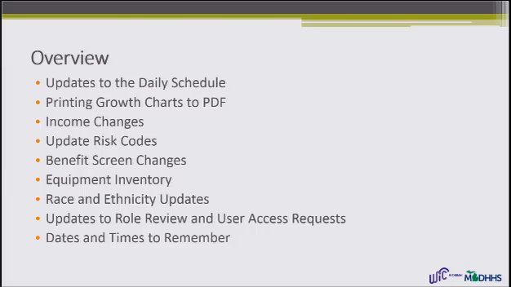To summarize the changes and enhancements we will be discussing today, I will be going over updates on the daily schedule screen, printing growth charts to PDF, and income guideline changes. Next, Kevin will explain the updated risk codes from the USDA, along with features and changes in the benefit screens. Then, Bhagya will review changes to the equipment inventory process, updates in the race and ethnicity data collection, and updates to the role review and user access request screen. Finally, we'll go over some important dates and times to remember, and then give you an opportunity to ask any questions you may have.